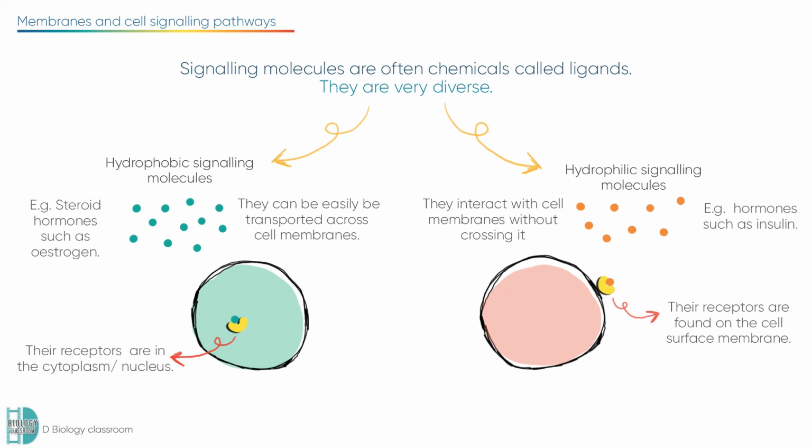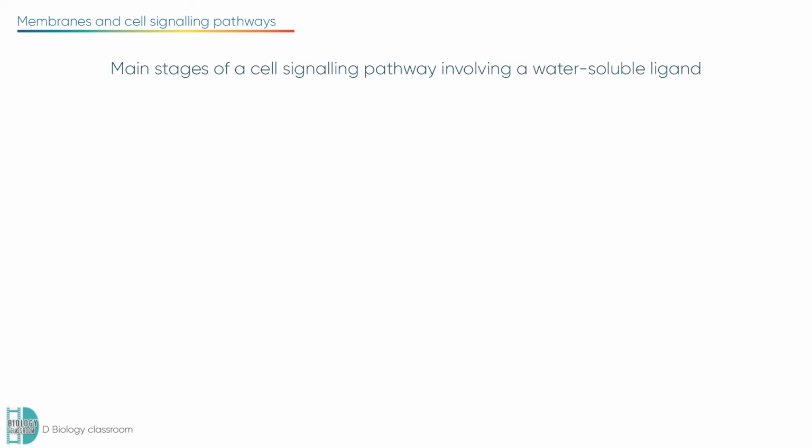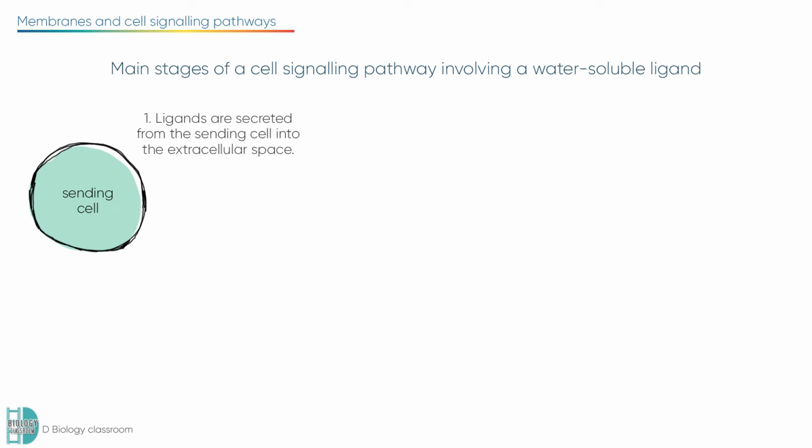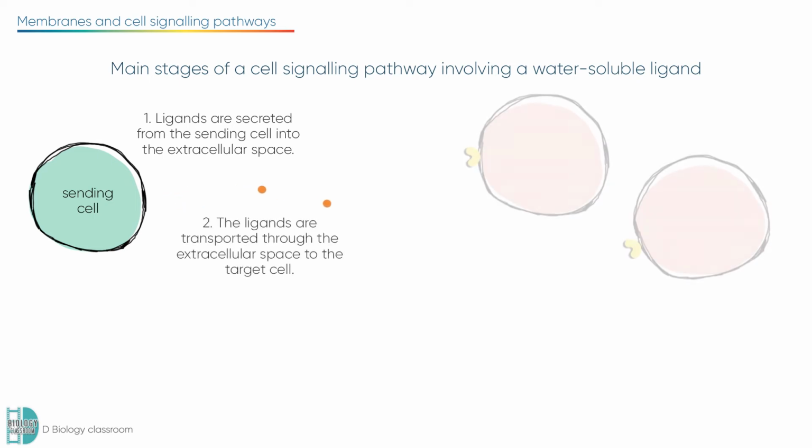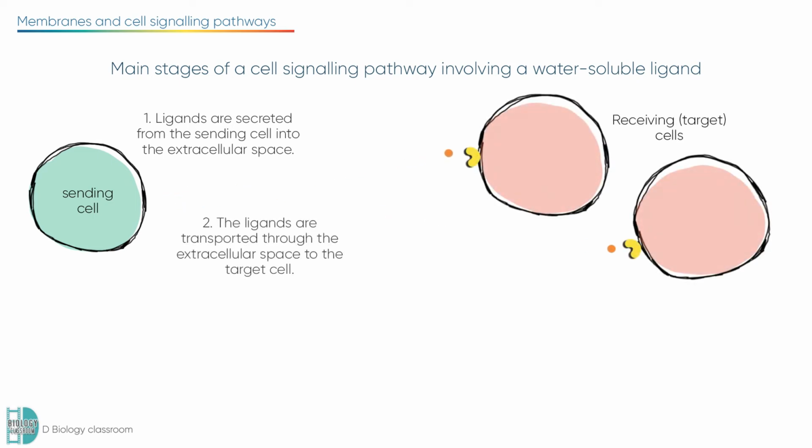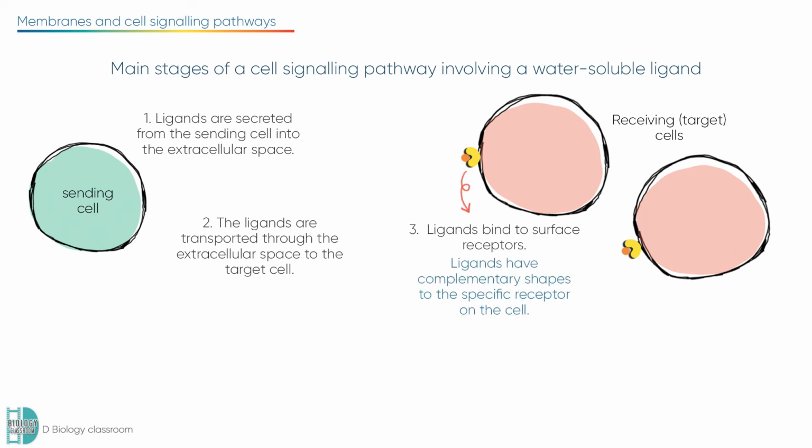Now, let's look at the main stages of a cell signaling pathway involving a water-soluble ligand. Firstly, the ligands are secreted from the sending cell into the extracellular space. The ligands are transported through the extracellular space to the target cell. They bind to surface receptors. These receptors are formed from glycolipids or glycoproteins. They recognize their target cell by the specific receptor on the cell membrane. They have complementary shapes to the receptors.